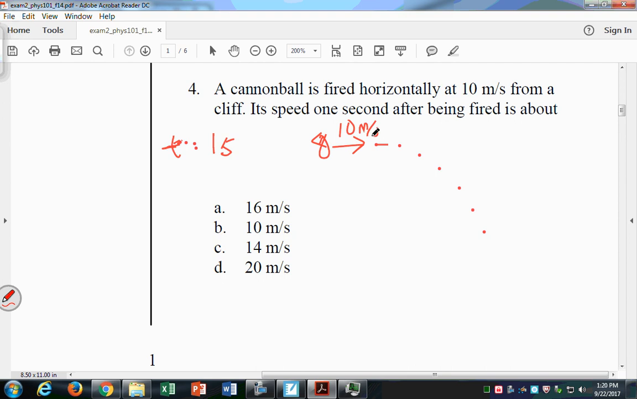Well, there are two components to the speed 1 second after it falls. Let's say that this is that point over here. I have an x component, Vx, and then I also have a y component, Vy. How do I find Vx? What is Vx in this case? It's 10, right. It's exactly what it was at the beginning, because the x component of the velocity does not change. And Vy, how do I find the y component of the velocity?